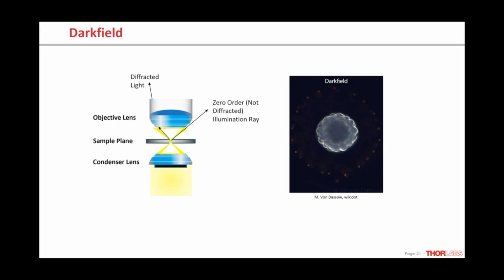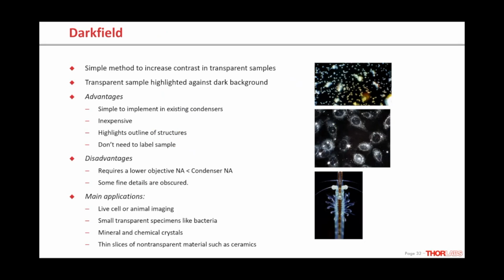Therefore, these types of images have a dark background since none of the zero order light transmits to the image, with bright samples that have diffraction showing up bright against that dark background. This type of illumination is a simple method to increase contrast in transparent samples. Furthermore, these transparent samples are highlighted against a dark background. Advantages to this setup include that it's simple to implement in existing condensers and it's inexpensive. It highlights the outlines of transparent structures, and therefore you don't need to label the sample.